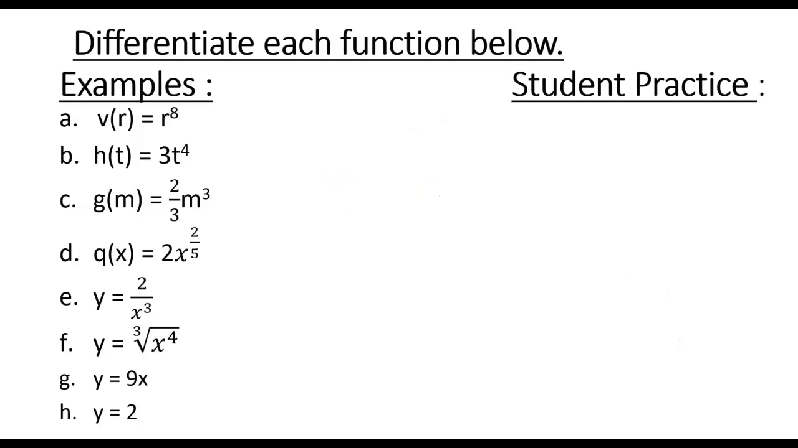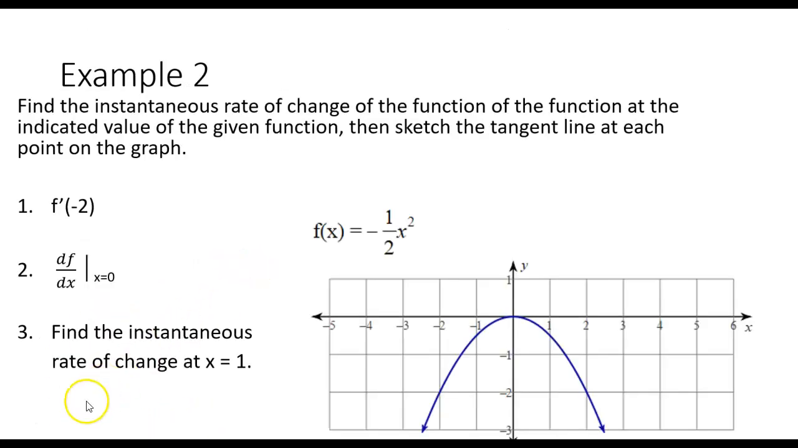Okay. Let's go ahead and move on to a new topic here, a new type of example problem. So this problem is asking us to find the instantaneous rate of change of the function, in other words, find the derivative, at an indicated value this time. So instead of just finding the derivative, we're actually going to plug a number into it and get an answer which will tell us the slope of our line at a specific point.